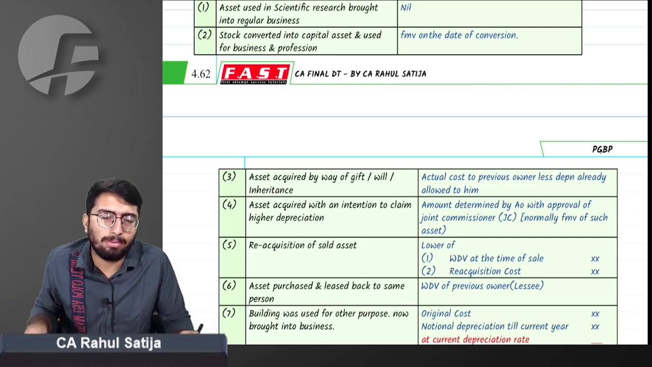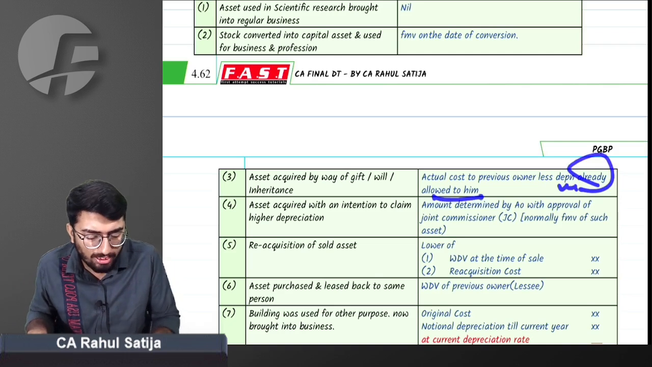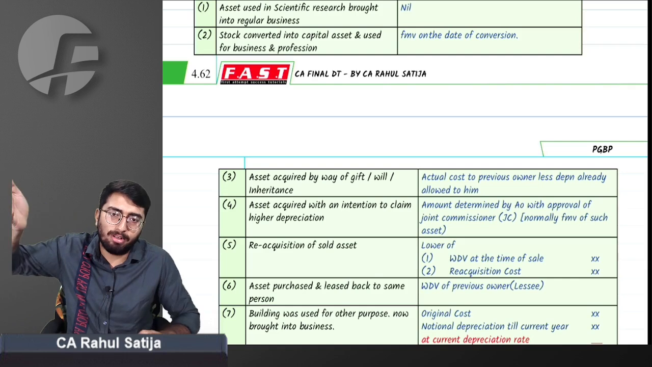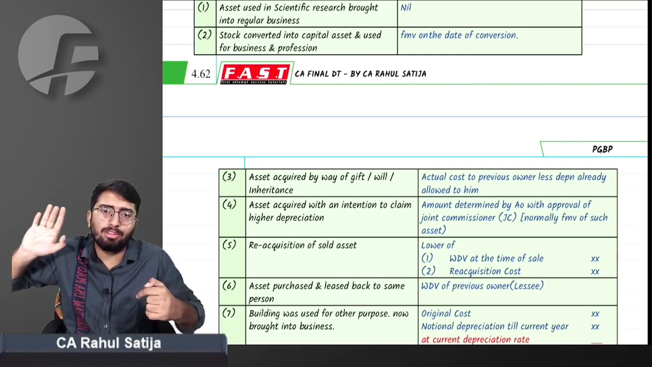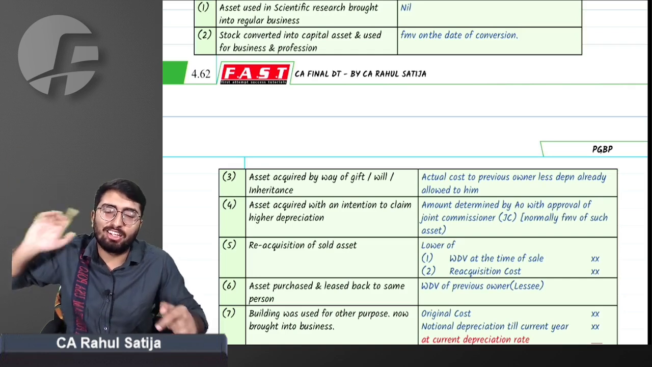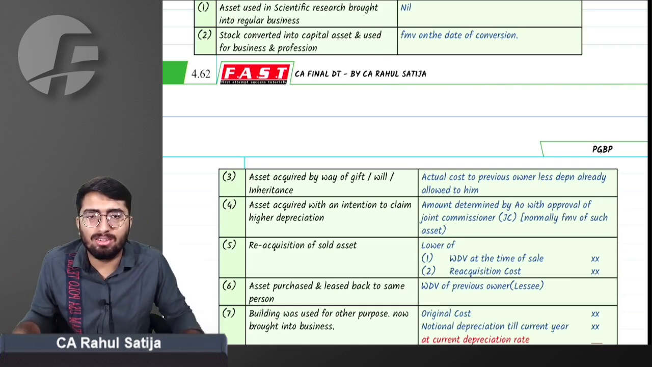Right answer is, sir, the actual cost to my father will be allowed as cost of acquisition, less depreciation that has already been allowed to him. If my father used such building for his business and claimed depreciation, then whatever the value after reducing depreciation will be my cost of acquisition. Or if he has not claimed any depreciation, then whatever cost of acquisition he had will be allowed to me as cost of acquisition.